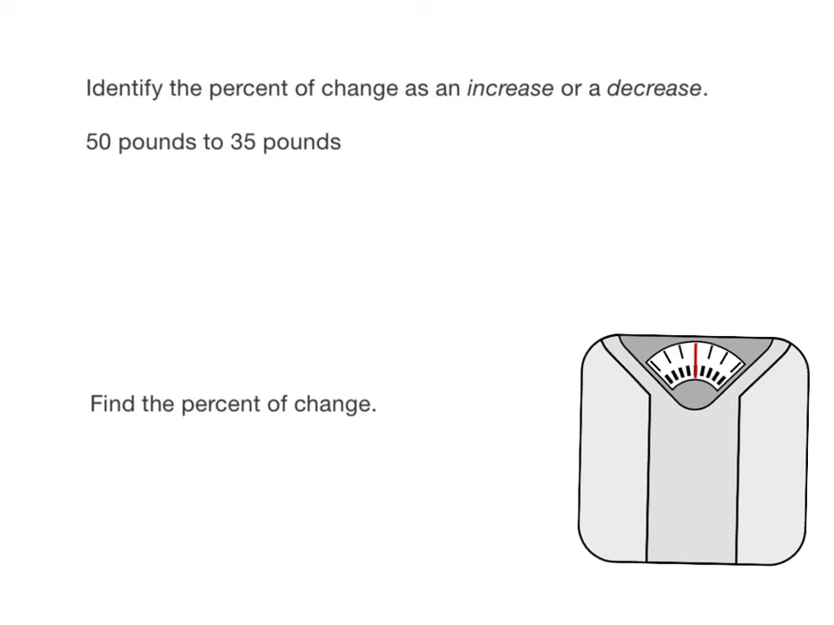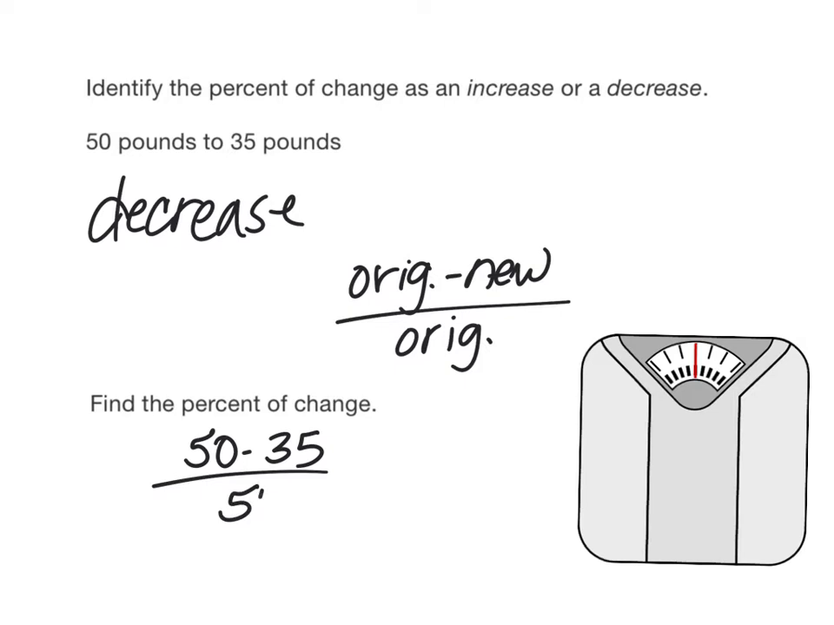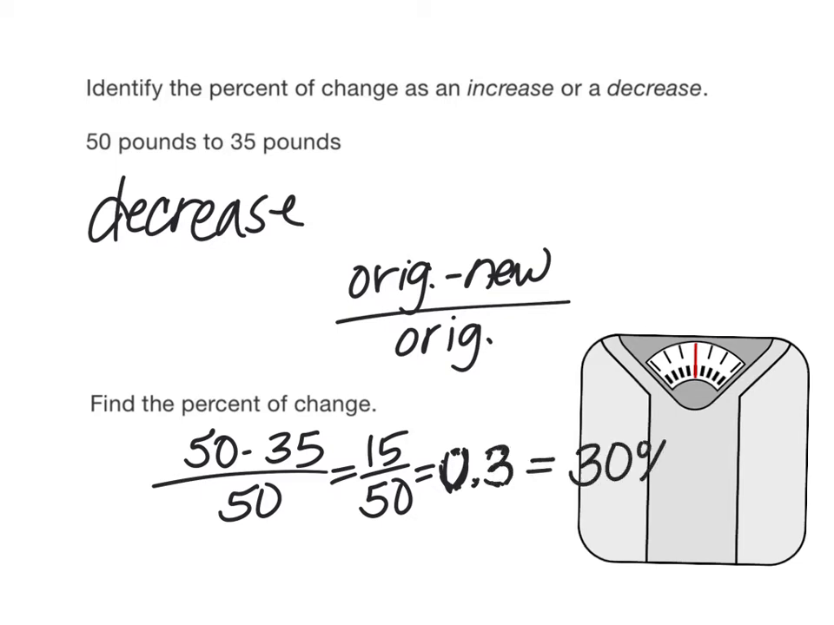50 pounds to 35 pounds, that is a decrease. So we're going to use the percent decrease formula, which is original minus new divided by original. So my original is 50 minus the new 35 divided by my original. I end up with 15 fiftieths. This is the decimal 3/10, which means it is a 30% decrease.